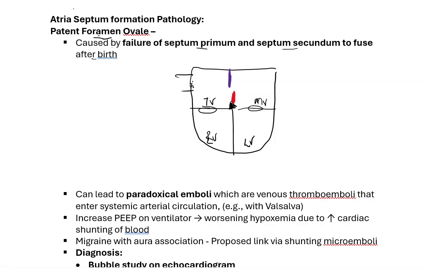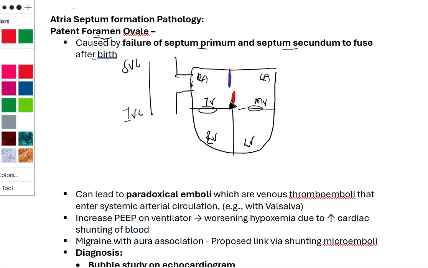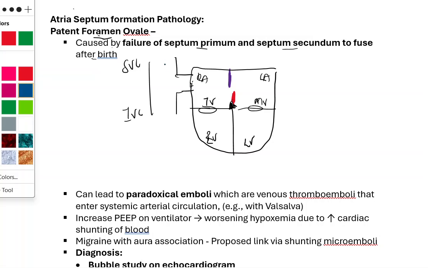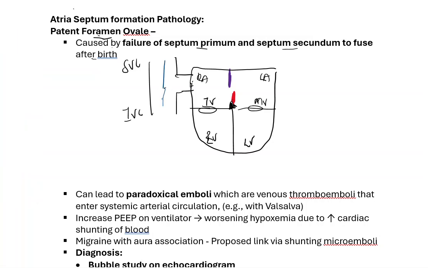And then bringing in blood, this is going to be the right atrium and this is going to be the left atrium. Bringing blood into the heart will be our superior vena cava and inferior vena cava. So normally, the deoxygenated blood will come in through the SVC and IVC and go into the right atrium. Then through the tricuspid valve, it's going to go to the right ventricle. And from the right ventricle, where is it going to go? It's going to go through the pulmonary artery, and then from the pulmonary artery, it's going to go to where?